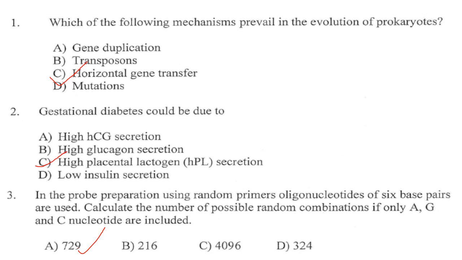Then next one. In the probe preparation using random primers, oligonucleotides of 6 base pairs are used. Calculate the number of possible random combinations if only A, G and C nucleotides are included. So 3 nucleotides are included. So 3 raised to 6, that will be 729. So the answer here is option A.